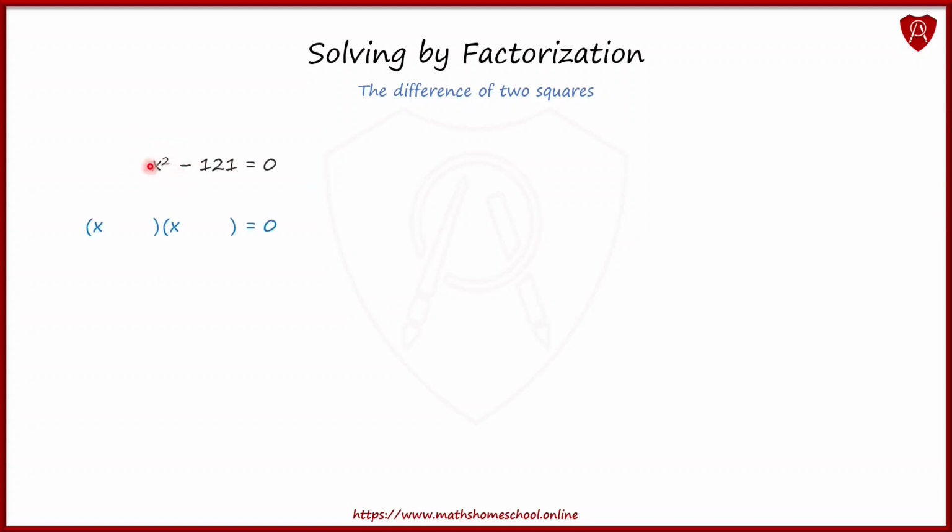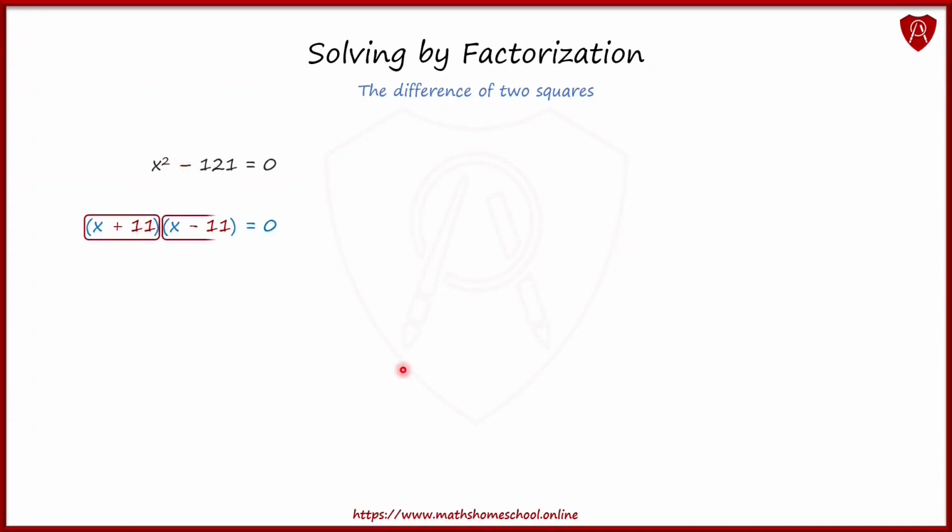So the pair of brackets should start with x each, and then we put plus 11 in one of them and negative 11 in the other one. This is how we factorize the difference of two squares. Square root of the first term plus square root of the second term, minus square root of the second term. Straightforward. Let's quickly test their sum. x times negative 11 plus x times positive 11. They cancel out, so there is no middle term.